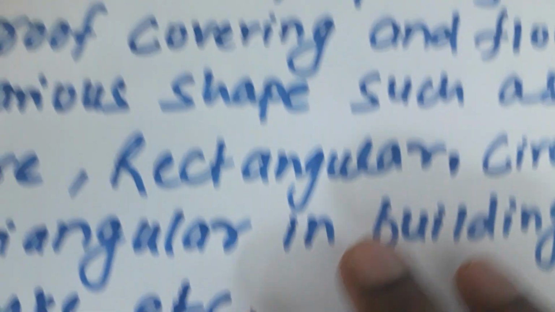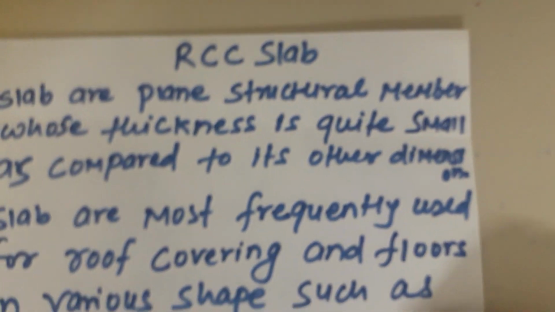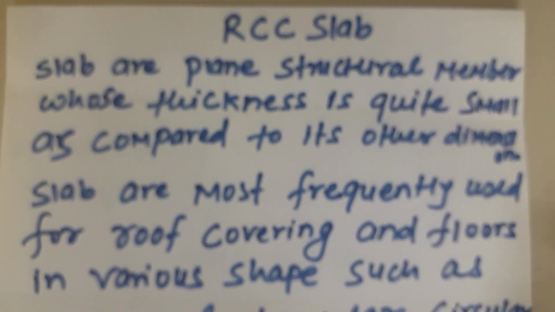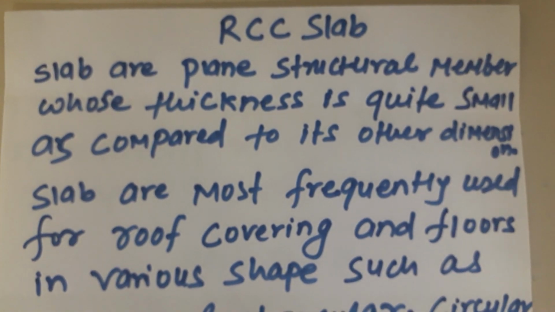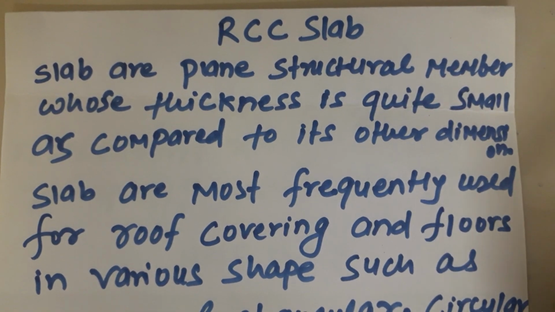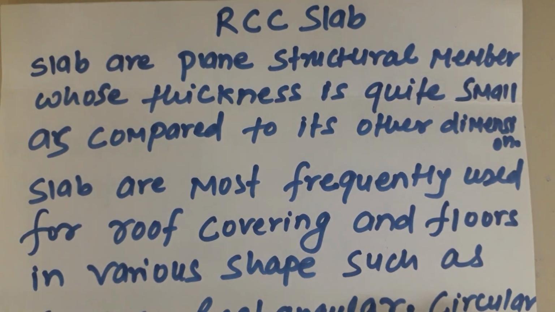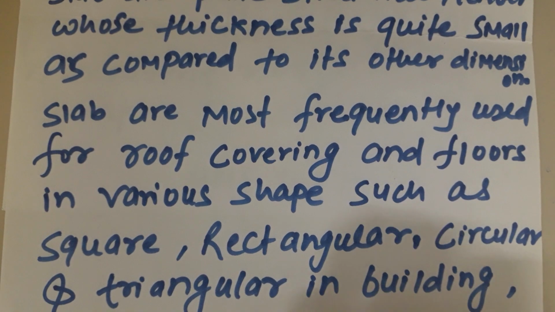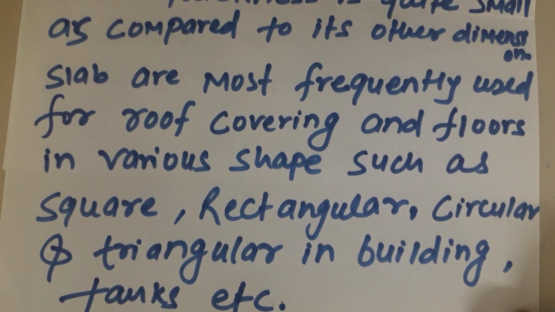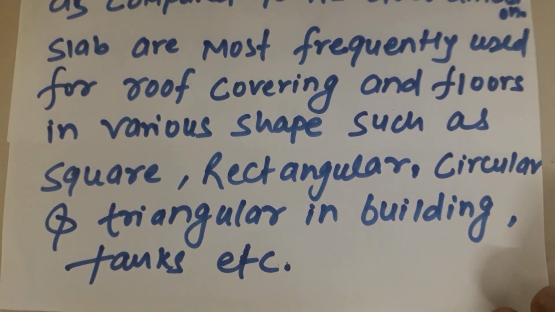Now I am going to briefly talk about the basics of RCC slab. So first of all, what is an RCC slab? RCC slabs are plane structural members whose thickness is quite small as compared to their other dimensions. Slabs are most frequently used for roof covering and floors in various shapes such as square, rectangular, circular and triangular, in buildings, tanks, etc.